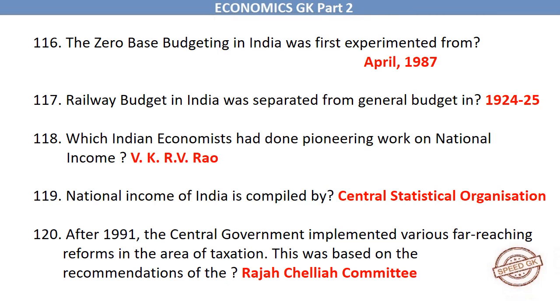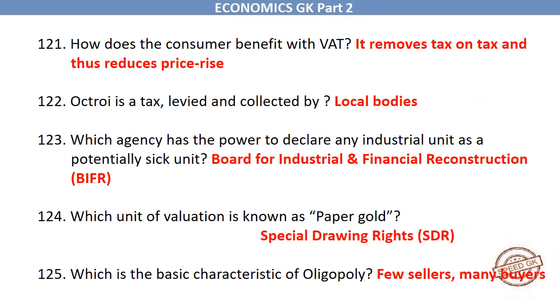After 1991, the central government implemented various far-reaching reforms in the area of taxation. This was based on the recommendations of the Raja Chelliah Committee. How does the consumer benefit with VAT? It removes tax on tax and thus reduces price rise. Octroi is a tax levied and collected by local bodies.